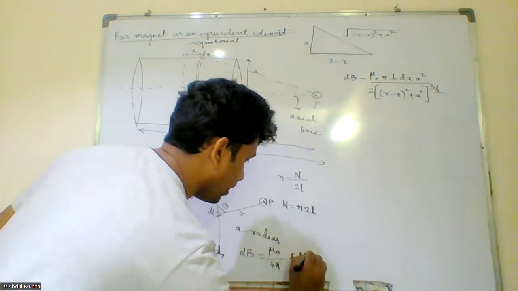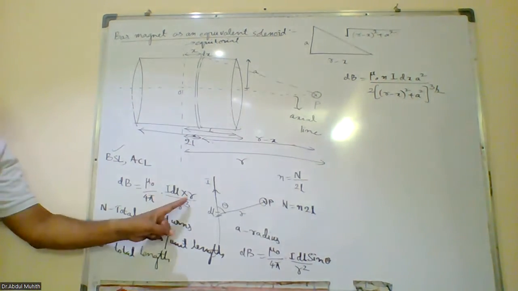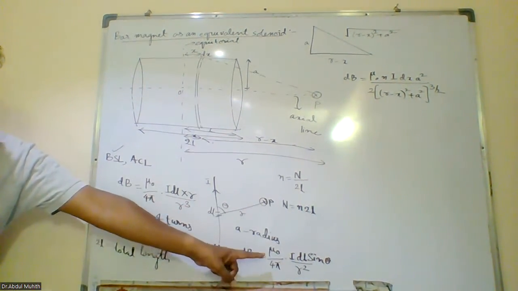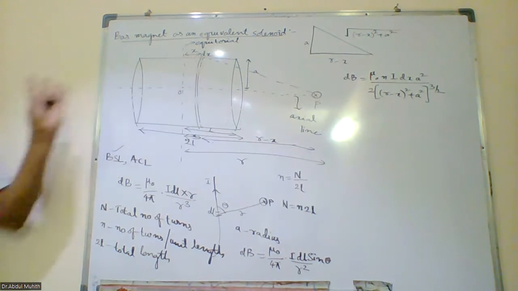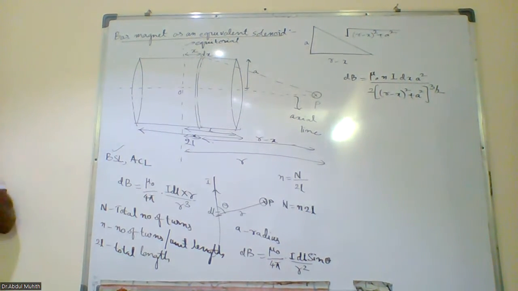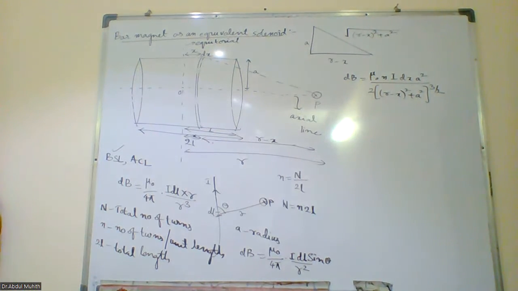IDL sin theta divided by R square. Can I write like this now? Because this R and this R will go away. I'm left with IDL sin theta by R square. Because it is 90 degrees, we don't write sin theta. Sin 90 value is 1, because that is perpendicular. The magnetic field and the conductor are both perpendicular to each other, so we are not writing sin theta. Is that clear now?